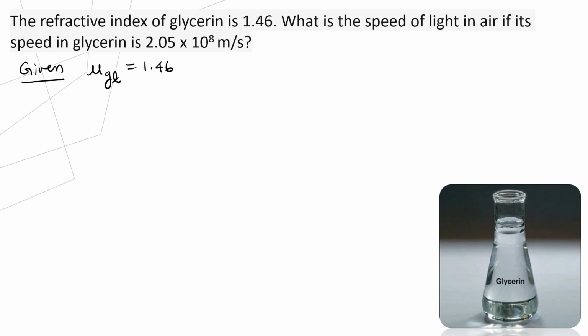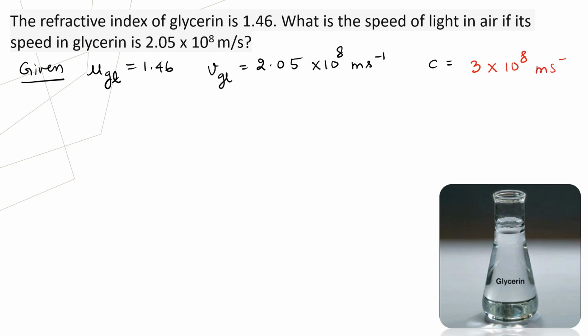2.05 into 10 power 8? So let us write that the velocity in glycerin is 2.05 into 10 power 8 meter per second. We have to find out C. See, you have to know the value of C. The value of C is 3 into 10 power 8 meter per second.